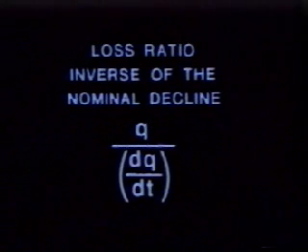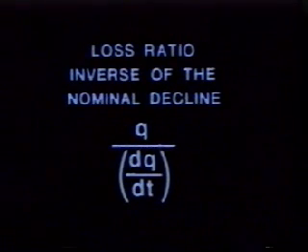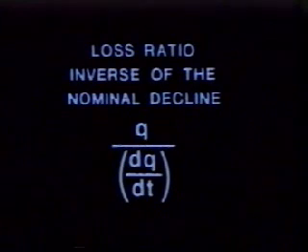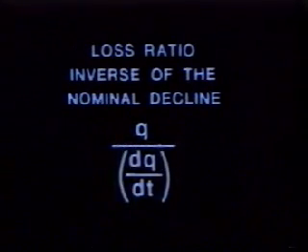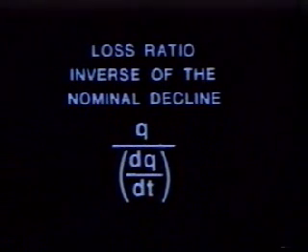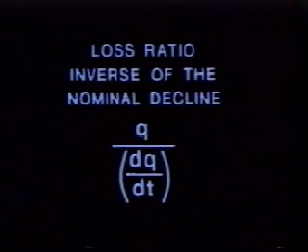One definition that we should provide you with before continuing is that of the loss ratio. It is defined as the inverse of the nominal decline rate, or as we see here, is equal to Q divided by dQ over dt. The loss ratio is often applied to tabulated production data to see how the ratio trends with time. For constant percentage or exponential decline, the loss ratio is constant.